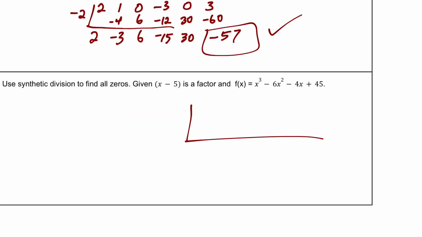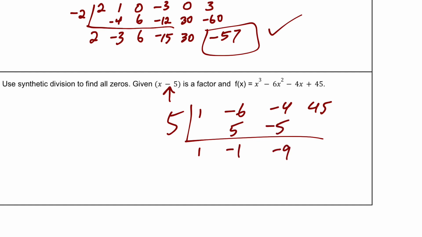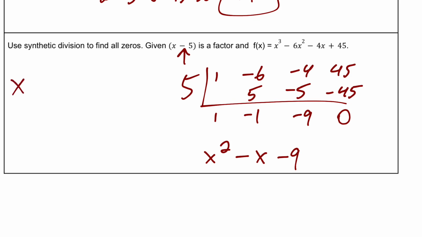So let's set this one up. I have a 1, a negative 6, negative 4, and a 45. I'm going to put in, not x, but 5 over here, because that's what makes this 0. Carry down the 1, that's a 5, that's a negative 1, negative 5, negative 9, negative 45, 0. So this gives me x squared minus x minus 9. So I'm going to write it like this. X minus 5 is a factor times x squared minus x minus 9.